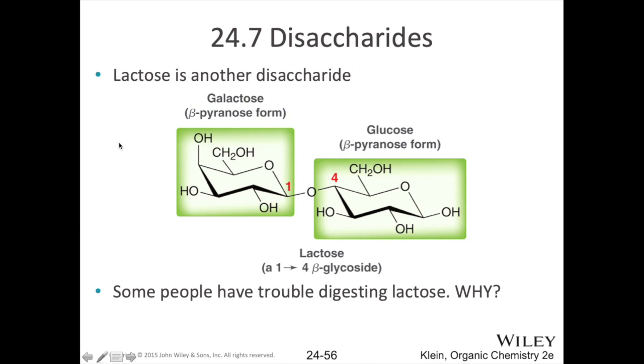Oh, so by the way, you've probably heard of lactose intolerance. The reason for this is that people who have trouble digesting lactose don't have the necessary enzymes to help break down this linkage to get the galactose and glucose out of lactose. So in other words, it stays lactose. People with lactose intolerance are unable to digest this into its monosaccharides.